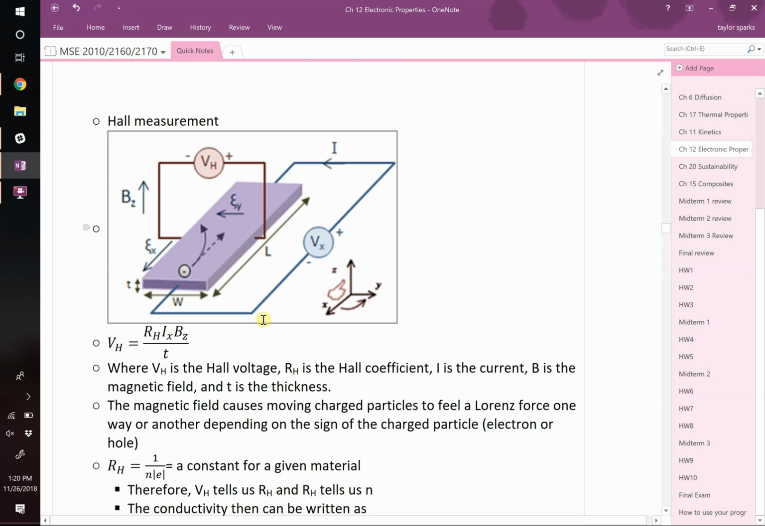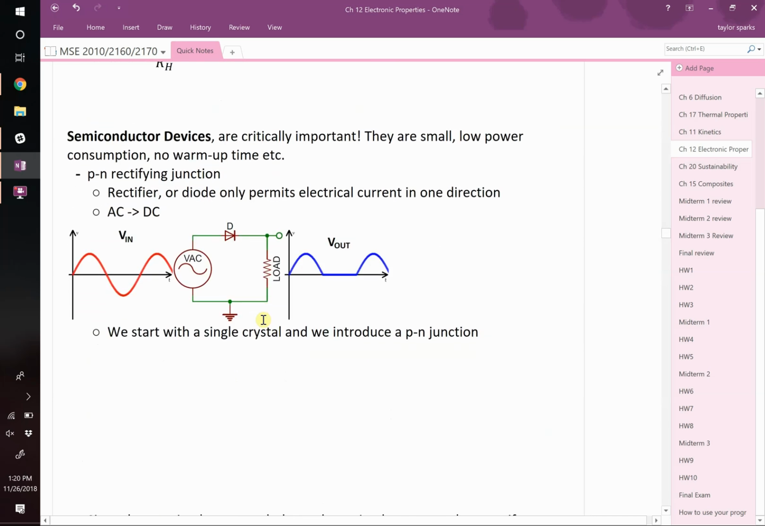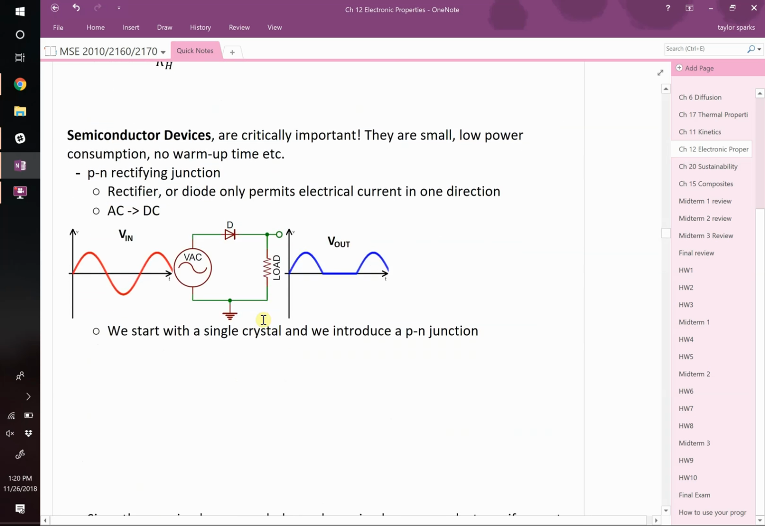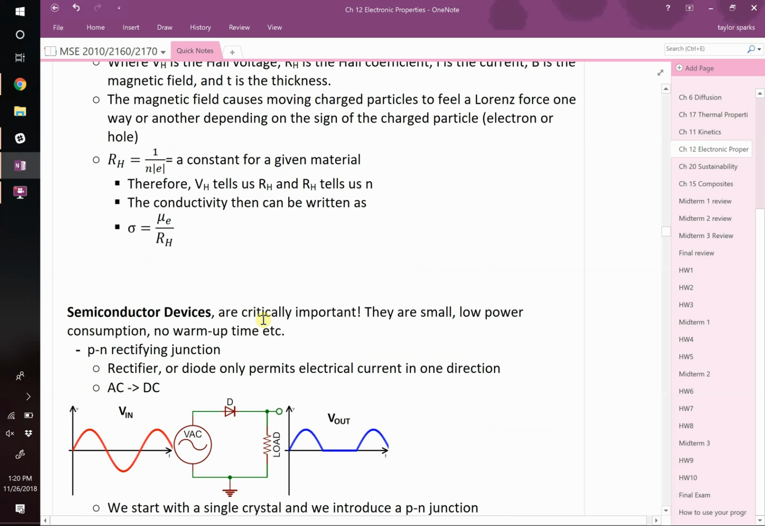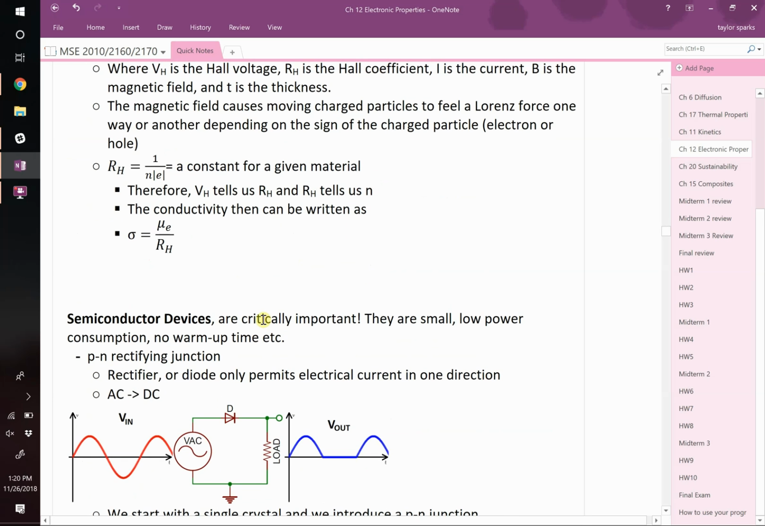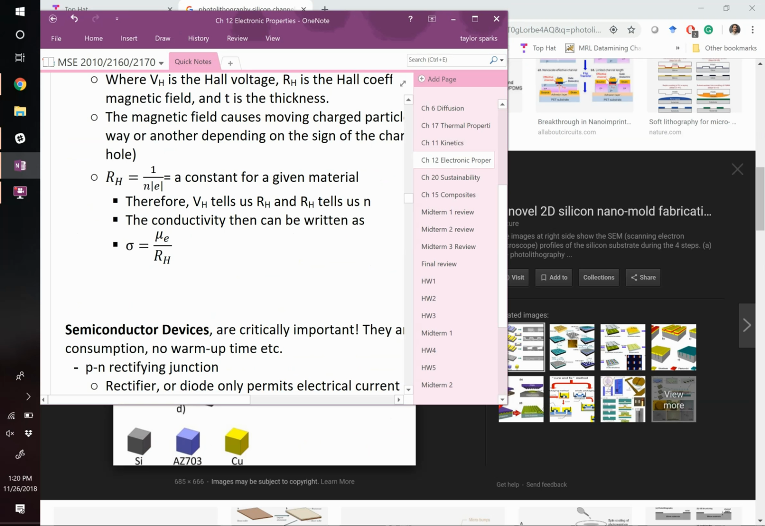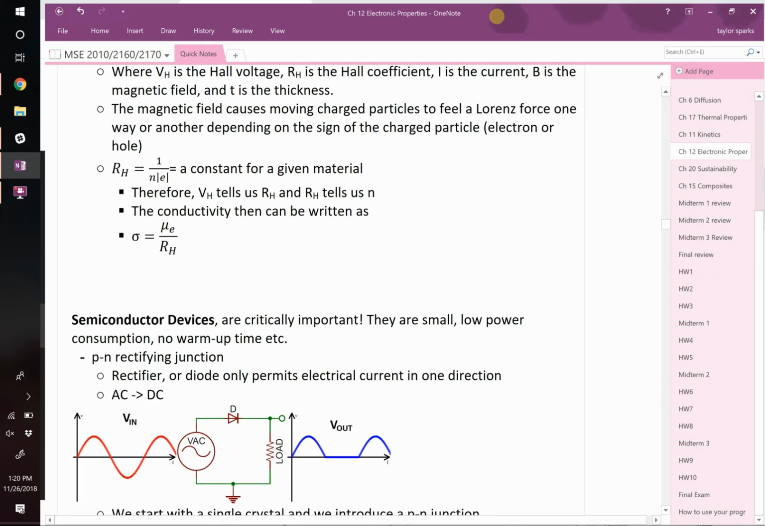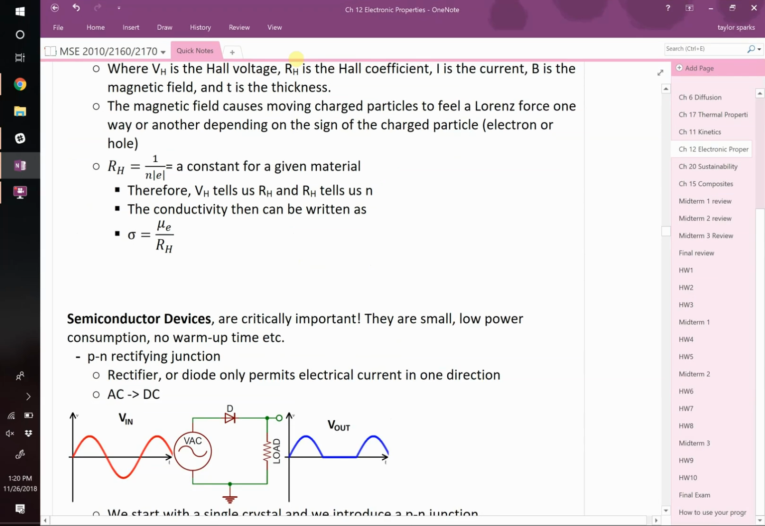Okay, let's keep moving then. All right, let's talk about some basic devices. We've shown you semiconductors, and all we've really said is that it all boils down to the fact that a metal doesn't have a band gap, and a semiconductor does have a band gap.